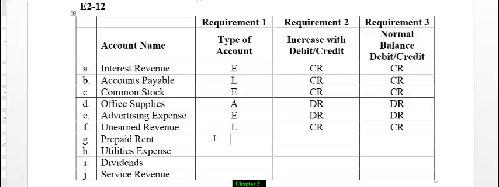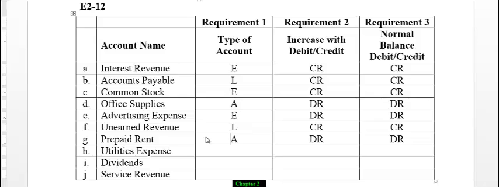Prepaid rent is an asset. As an asset, it's going to increase as a debit. If it increases as a debit, it has a normal debit balance. If the rent is paid for rent that has already been used, it is rent expense. So pay close attention to timing of, is the rent to be used? If it is to be used in the future, it is an asset.